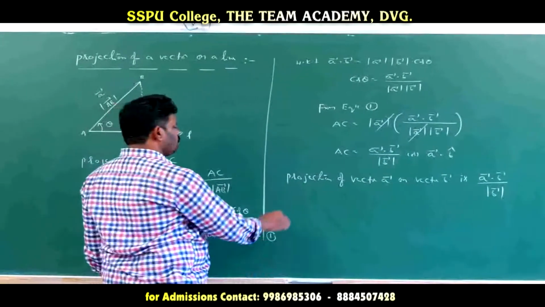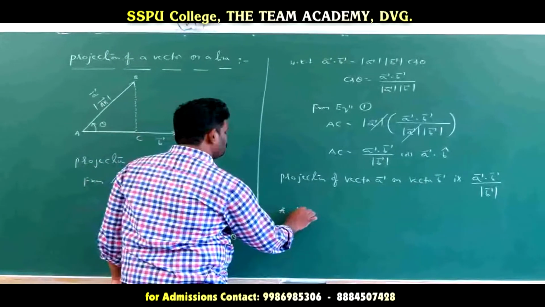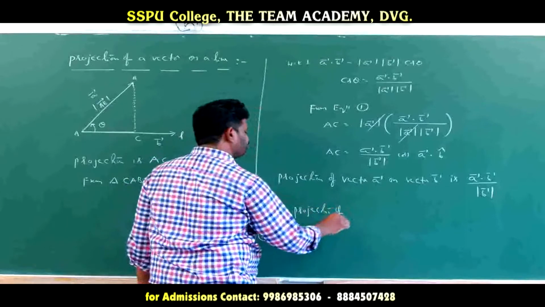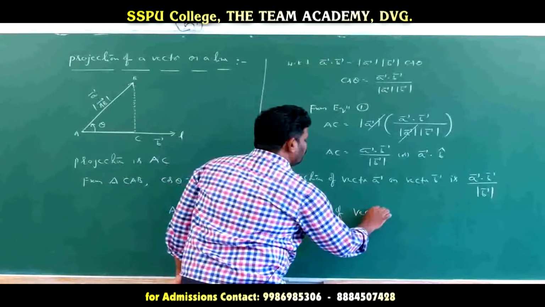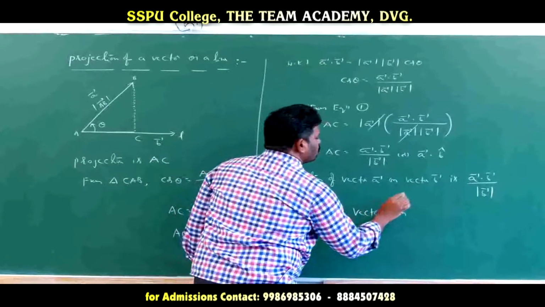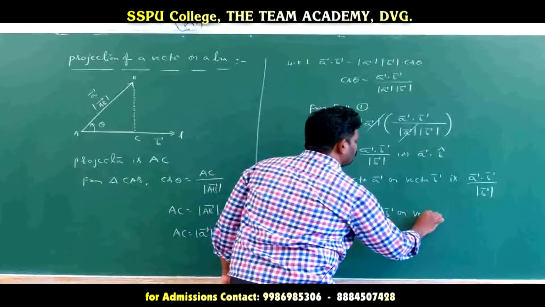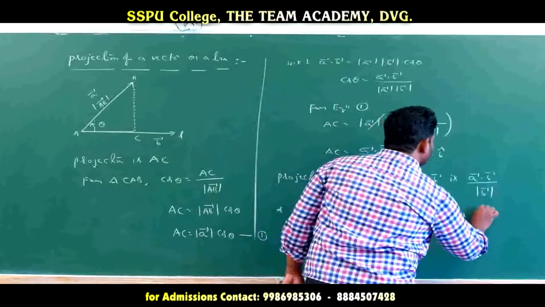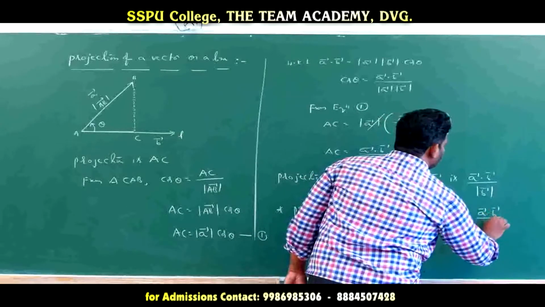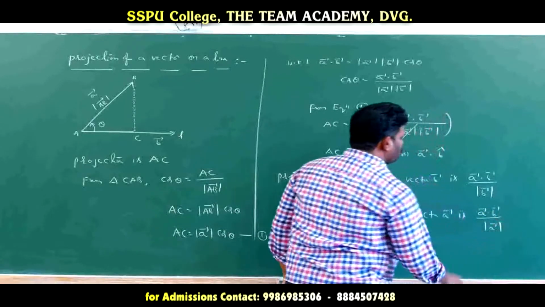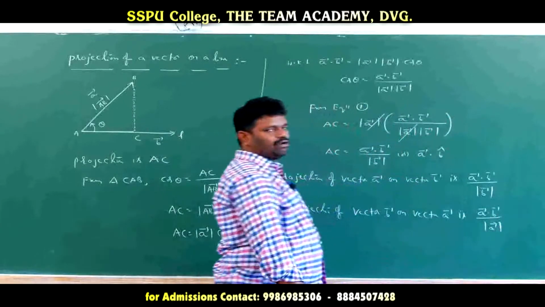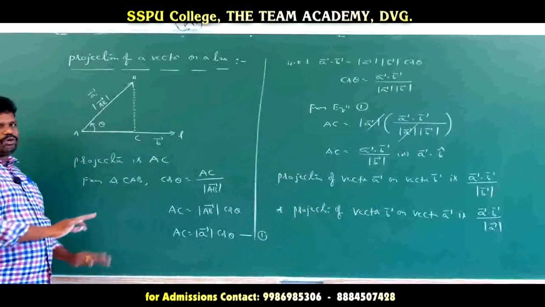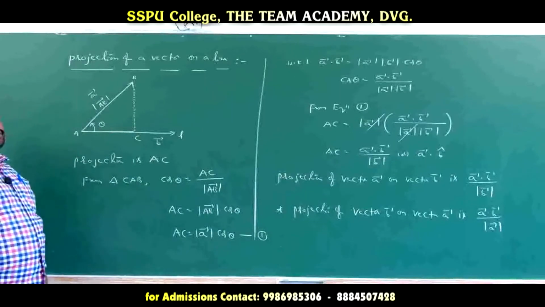Otherwise, if you want the other projection, the projection of vector B bar on vector A bar is, in the same way, A bar dot B bar by magnitude of A bar. Okay? So this is the projection concept. On the board this one is usually given, but there is another formula also.